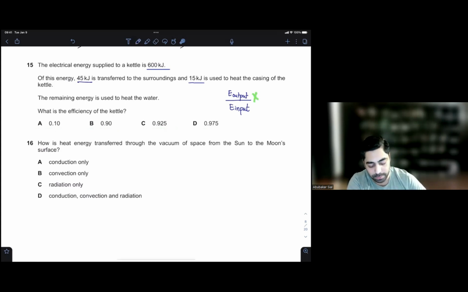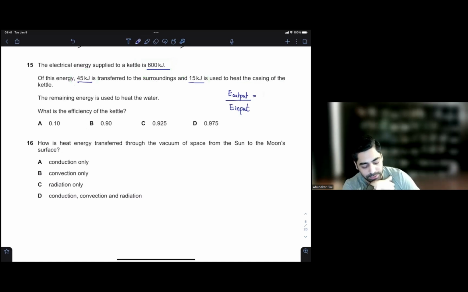So be careful. If you multiply with 100, you'd get it as, let's say, 70%. Then you know it doesn't match. And then you'd have to convert back to decimal. There's no need to multiply here. So what's the output? Well, input we know is 600. That's what we're supplying. But then 45 is going to the surroundings, and 15 is going to heat the casing. So that is not converting into output. What's the output? It is whatever energy is being used to heat the water.